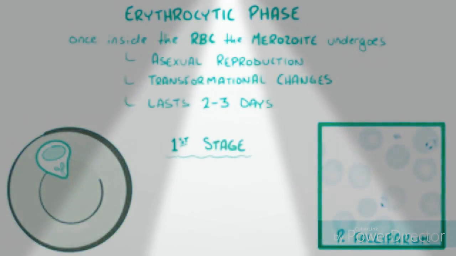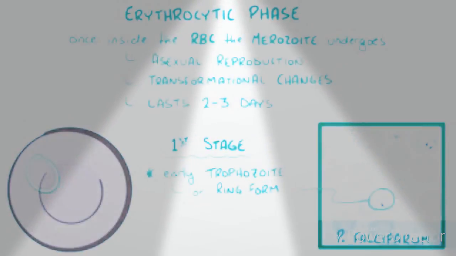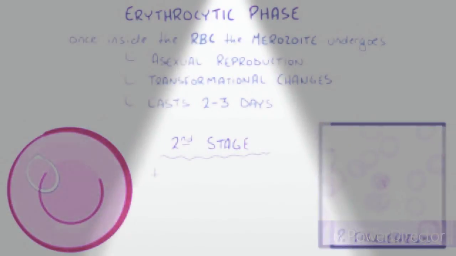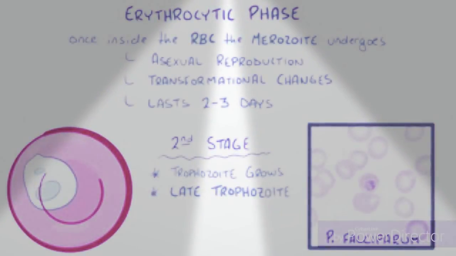In the first stage of the erythrocytic phase, the merozoite looks like a tiny ring within the red blood cell, and is called an early trophozoite, or a ring form. In the second stage, the ring-formed trophozoite grows, and is referred to as a late trophozoite.